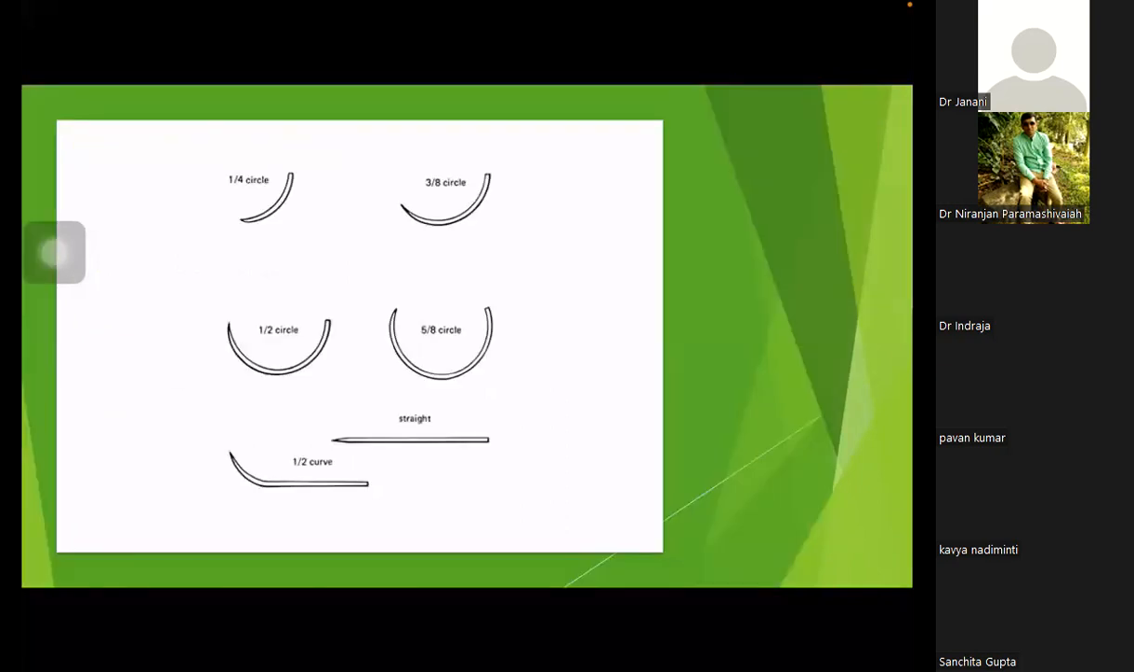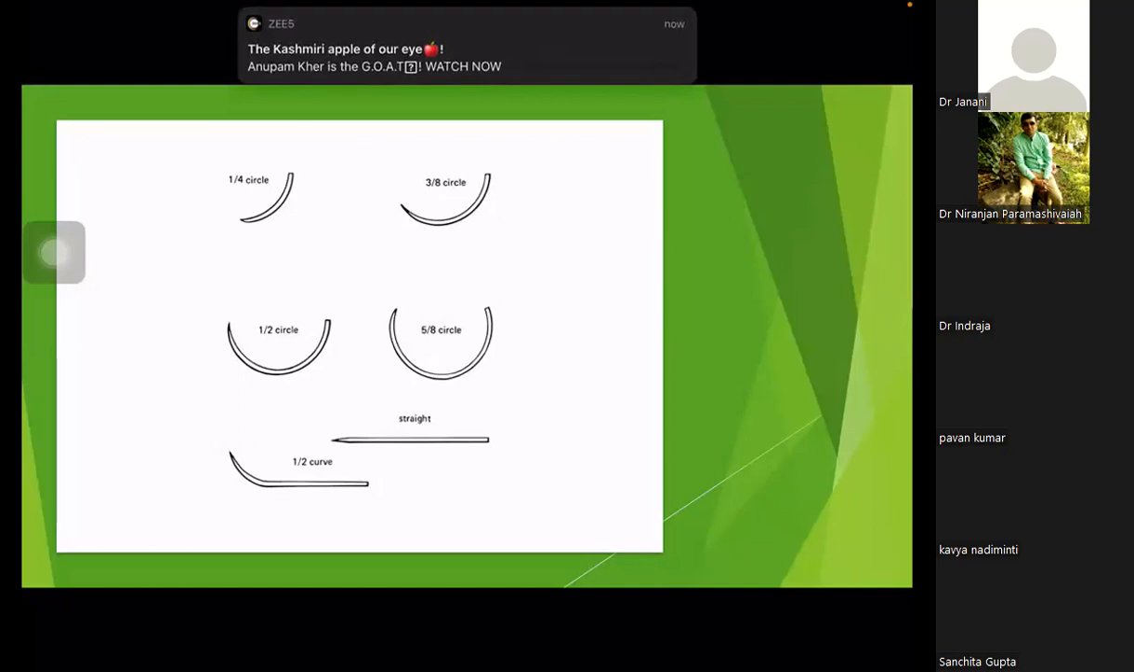This we use for the port, no? Vinod, what is that? What size? How big is the needle? Is it J-shaped or how is it? It is J-shaped. Rather than that, ask Abdul what are all those needles and where do you use them. 1/4 circle where, 3/8 circle where.